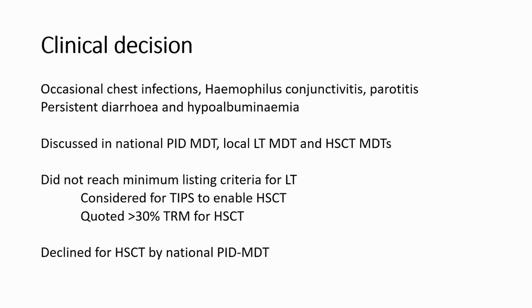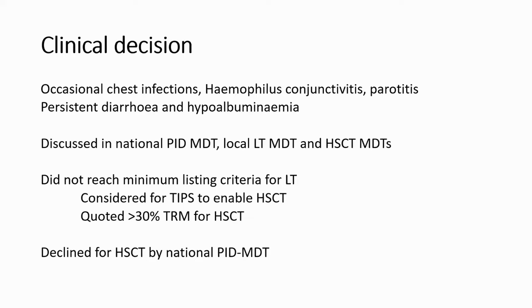And over this period, he has persistent diarrhea, persistently low serum albumin, continuing infections, and he was discussed at multiple team meetings, both nationally and locally, and in the transplant meetings. And it was felt that overall his risk of mortality from a stem cell transplant would be over 30%. And that was felt overall to be too high risk, particularly in the setting of liver disease.